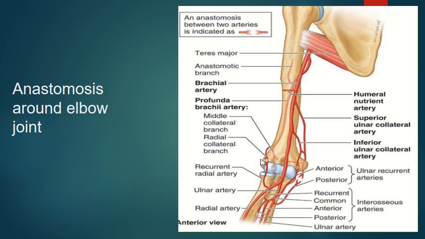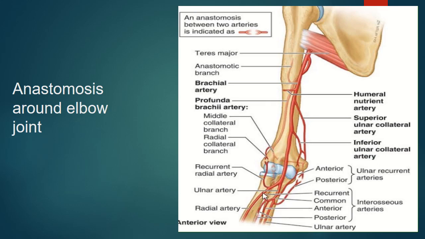Now on the lateral side, we have the radial recurrent artery, this one, which is a branch of the radial artery, as I have already told you about these branches. This radial recurrent artery joins the radial collateral branch of the profunda brachii artery just in front of the lateral epicondyle of the humerus, as is clearly seen in this picture.